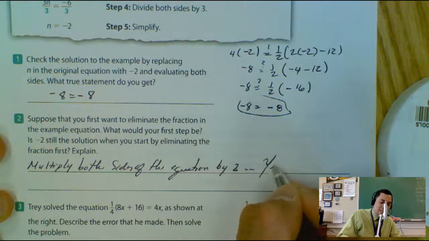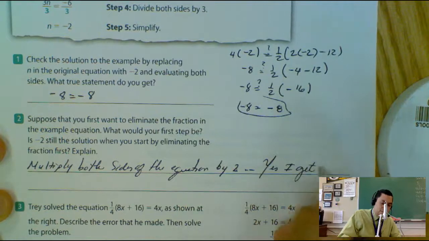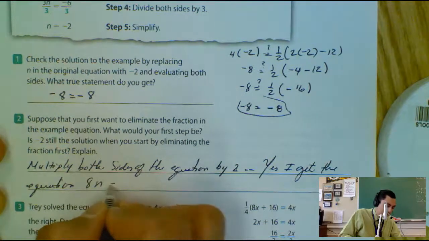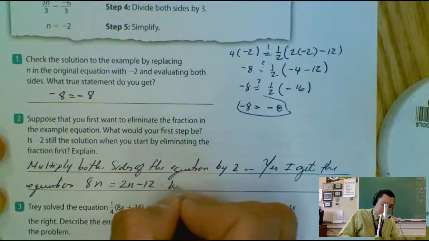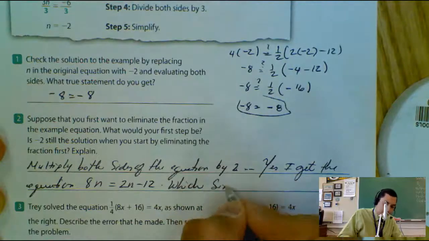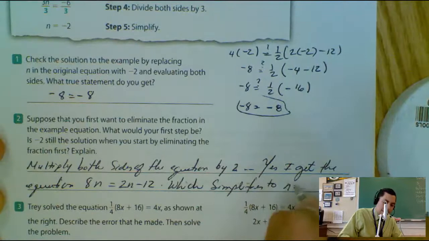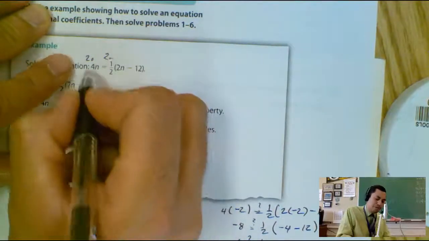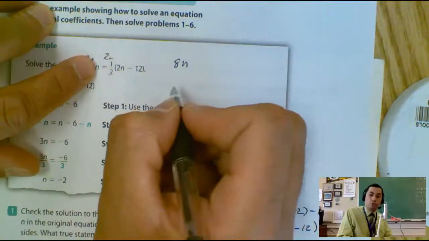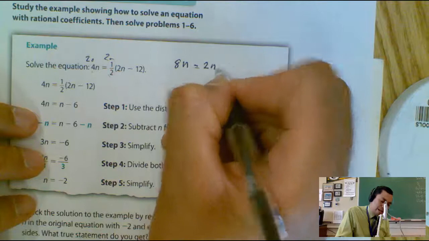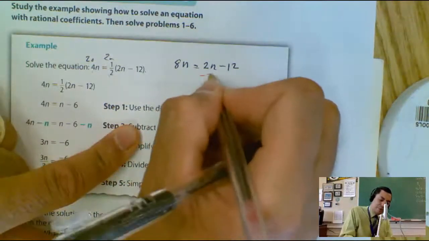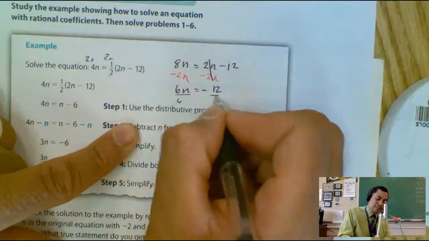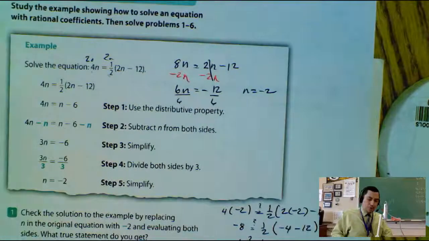And then I get the equation 8n equals 2n minus 12, which simplifies to n equals negative 2. So if you multiply by 2, so 2 times 4n, 2 times 1 half. 2 times 4 is 8n. 2 times 1 half is equal to 1, because it's 2 divided by 2. So you get equals 2n minus 12. Minus 2n here, minus 2n. Cancels out. 6n equals negative 12. Then divide by 6. So n is equal to negative 2. You get the same. So number 3.